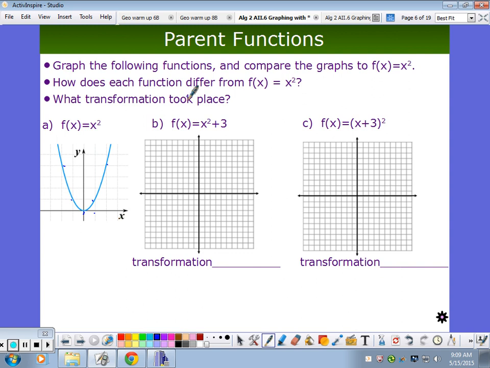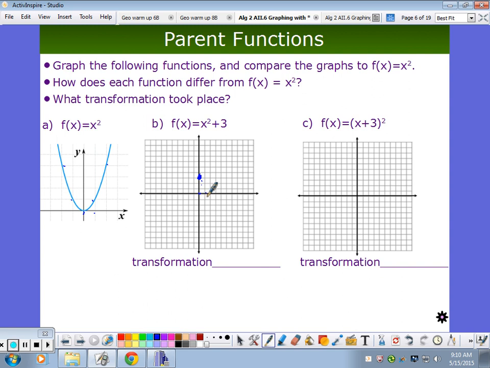So we're going to graph some different x squared type functions, and we're going to figure out what kind of transformation is taking place. So let's see if we can do this. It's still the table of values method, but sort of in our head a little bit. So if x is 0, what is y? We plug in a 0. 0 plus 3. 3.